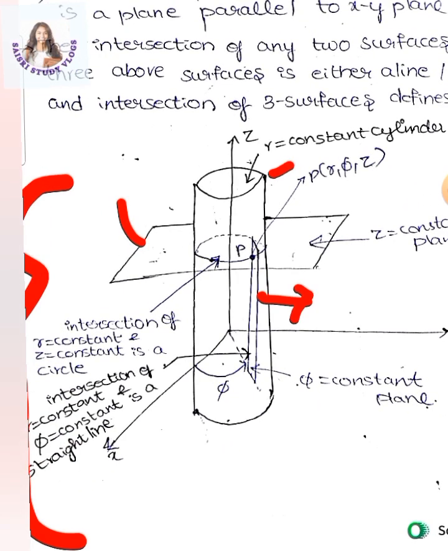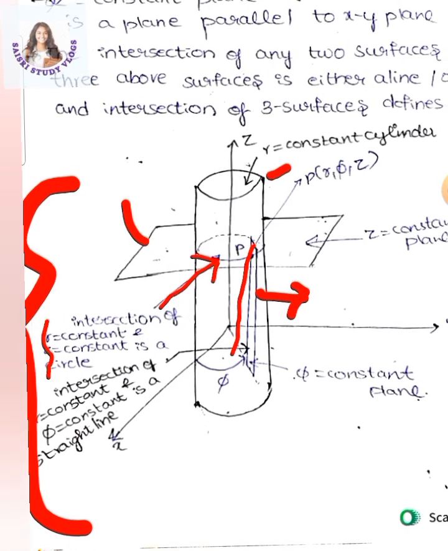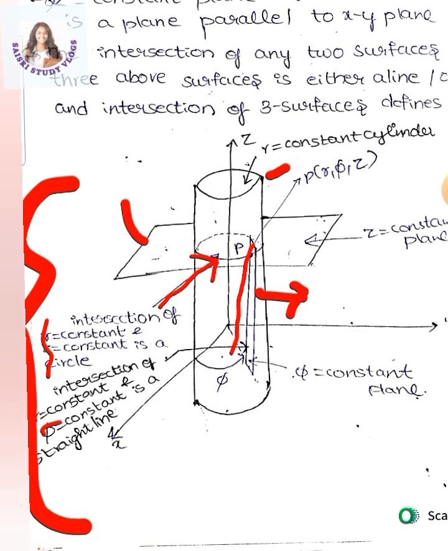When these three meet, there is a point P where the three surfaces have met, and here we can see a circle. This circle is formed by the intersection of two of the surfaces, and the other two surfaces form this line. This line is formed by the intersection of the r constant surface, the one we have seen above, and the phi constant one. When these two are joined, one line is formed.